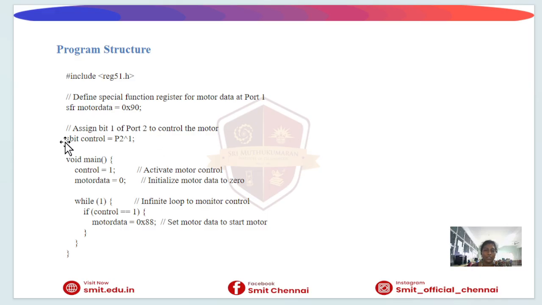In the main function, control is set equal to 1 and motor data is set to 0. The purpose is to enable the motor control and initialize the motor output to 0. The infinite loop is a while loop. If control equals 1, this loop continuously checks whether the motor should run. If the control is set to 1, the motor operation remains active. What is the output? The motor data is equal to 0x88.